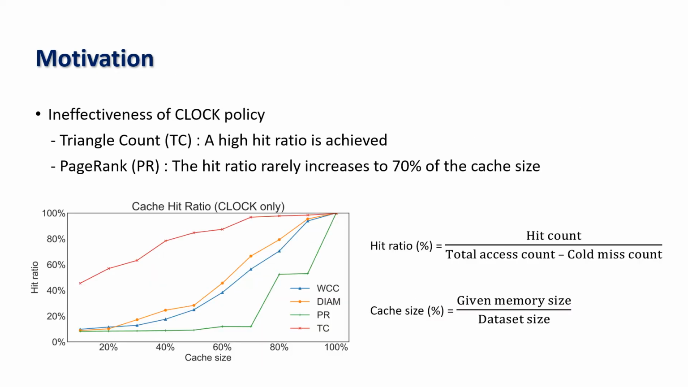Then let's see what happened when we fixedly used the clock policy, which is an approximation of LRU. As shown in the figure, a high hit ratio has been achieved in the triangle counting algorithm. But the hit ratio in PageRank rarely increases to 70% of the cache size. So this figure demonstrates that one cache policy has different effectiveness depending on the graph algorithm. This results from the different data access patterns of algorithms.